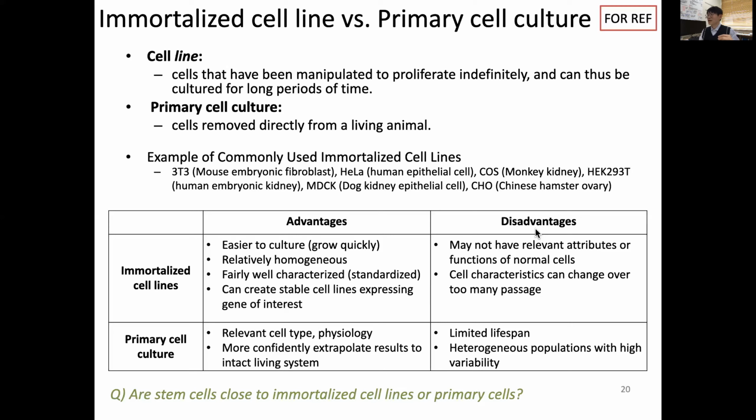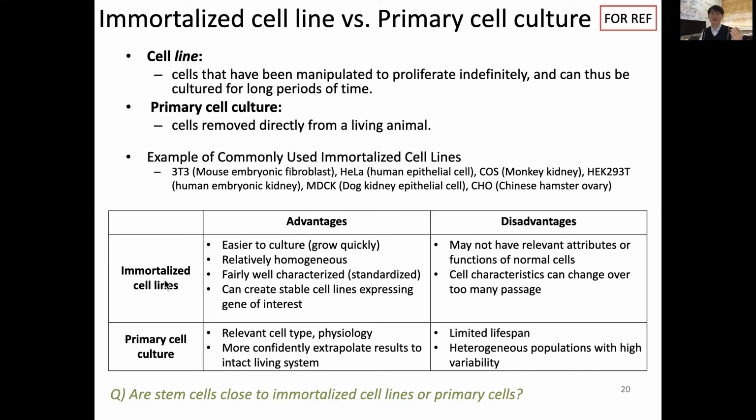So what are the disadvantages of primary cell culture? Because you took them out from the tissue, they're not well characterized, and the lifespan is not indefinite, so it has a limited lifespan. If you take cells out from the tissue, you may not have a long time to perform your experiment. And also a heterogeneous population with high variability. So it may be more difficult to prove something with a primary cell culture.